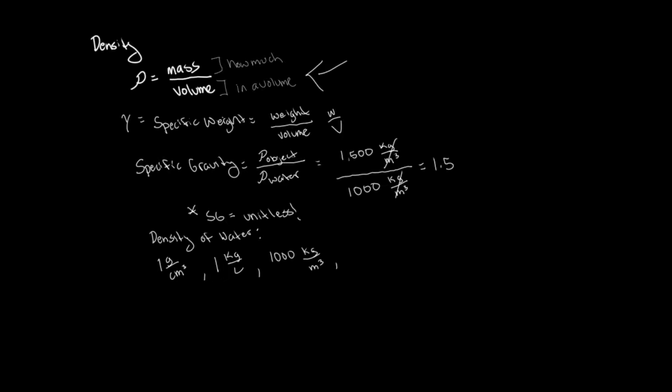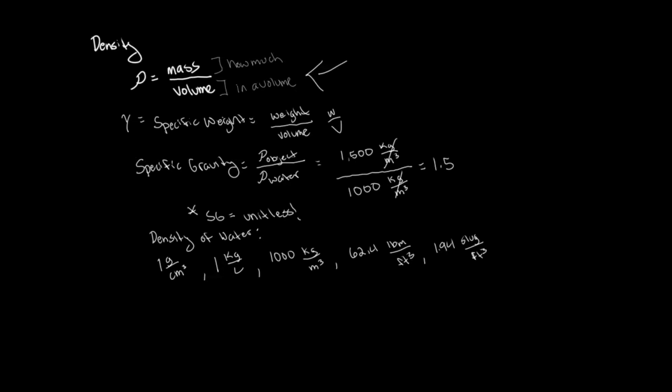Let's see. The other ones you probably won't use, but we'll put them up here though. 62.4 pound mass per cubic foot and 1.94 slug per cubic foot. So those are the more common densities of water, and all of this can for the most part be manipulated algebraically.